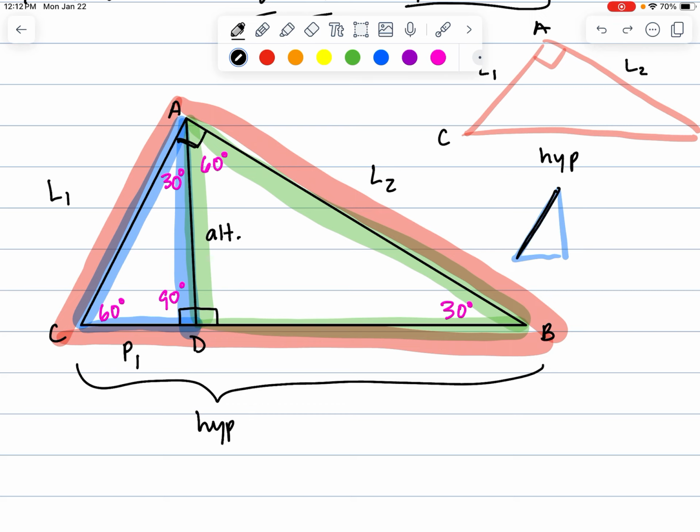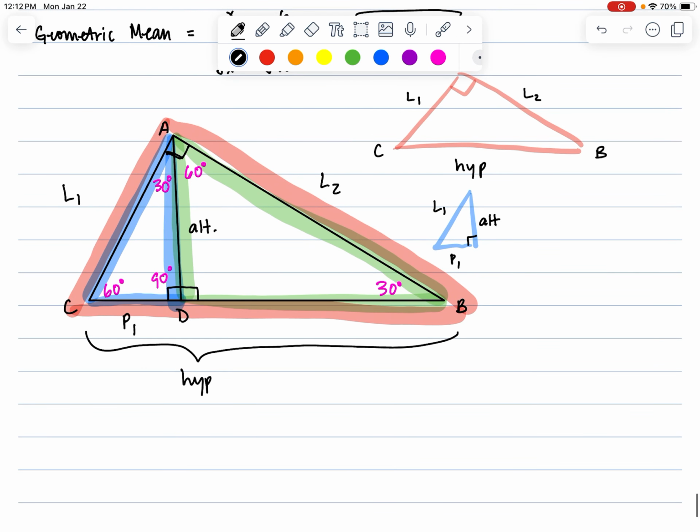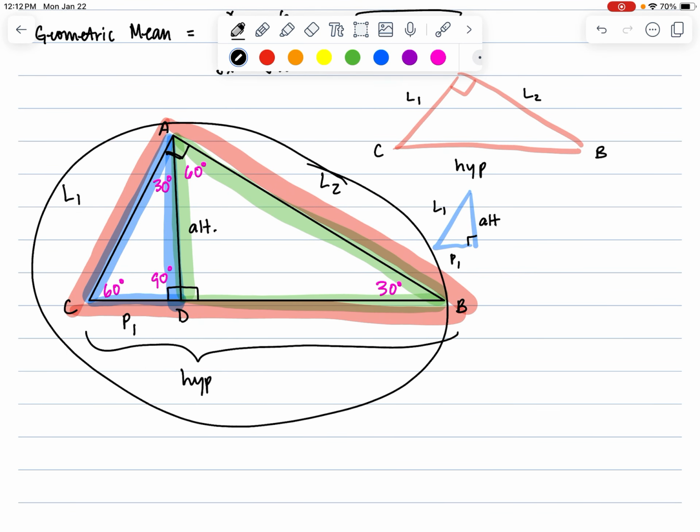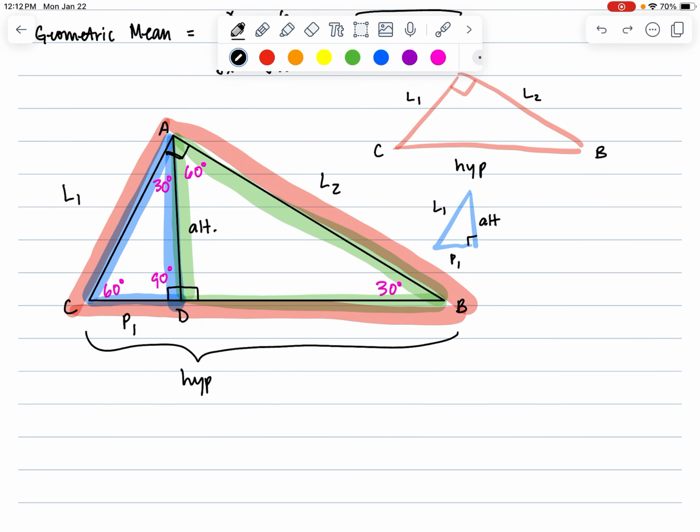We know this side is L1. Even though it's a hypotenuse on this small side, it's technically L1 according to the red triangle. We have a right angle here. We have the altitude, and then we have part 1. So all of this is being labeled according to our giant triangle.